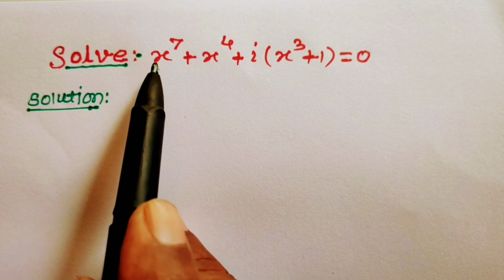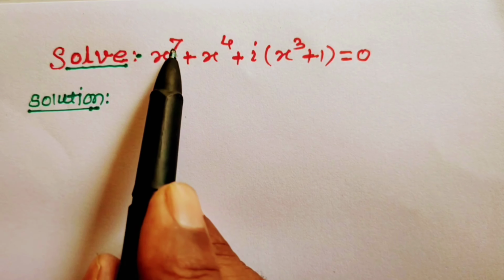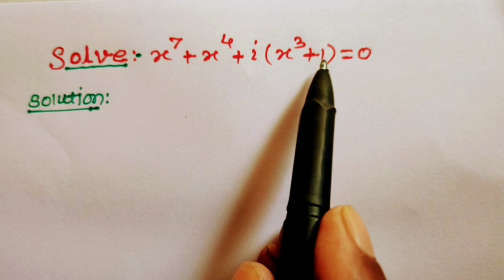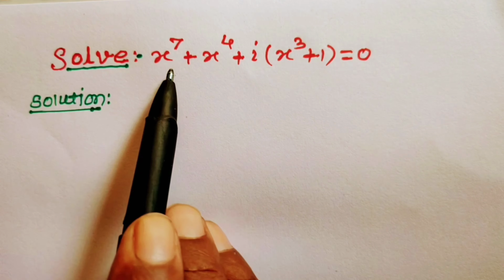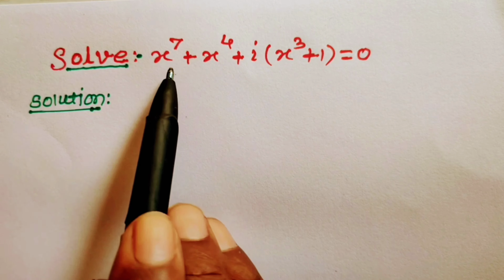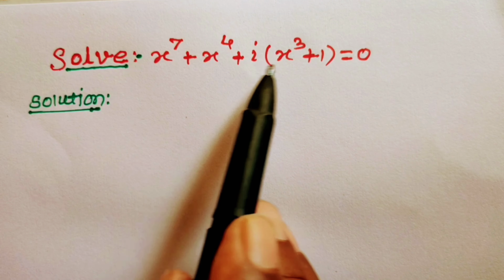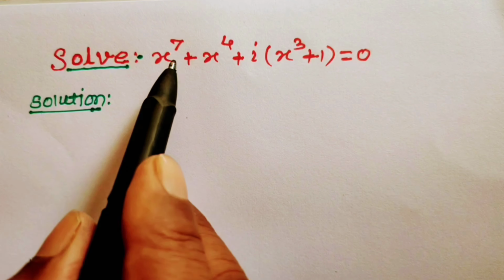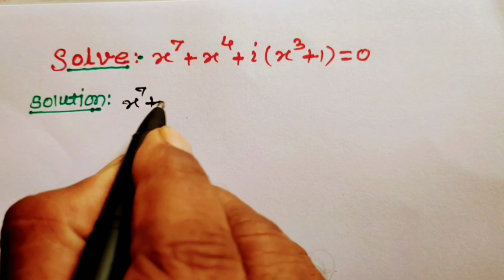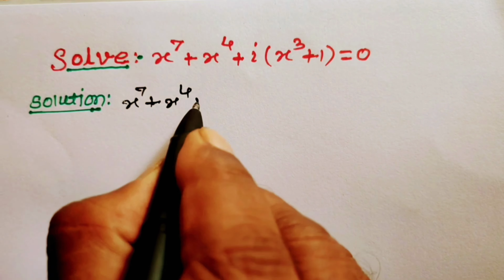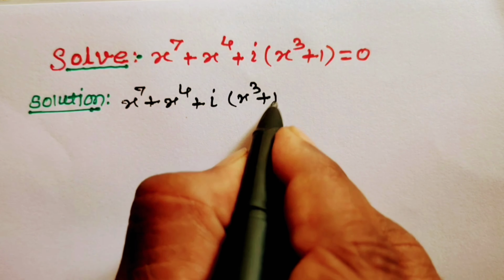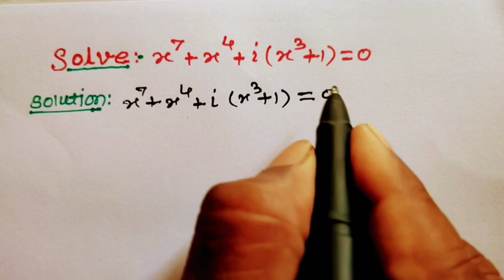Hello everyone, let us solve this equation: x to the power 7 plus x to the power 4 plus i times (x cube plus 1) is equal to 0. This is an equation of degree 7, which means there must exist 7 roots or 7 solutions. First of all, write the equation as it is: x to the power 7 plus x to the power 4 plus i times (x cube plus 1) is equal to 0.